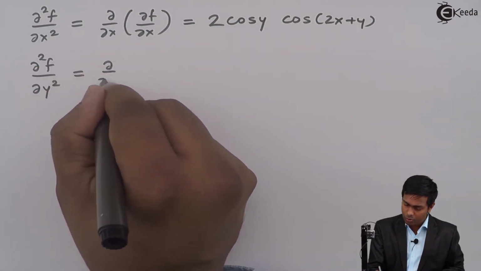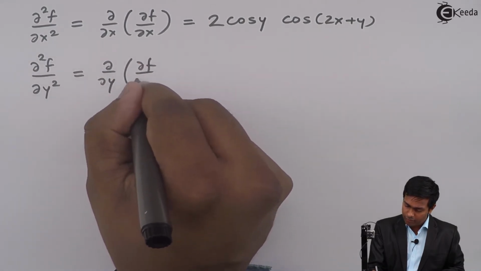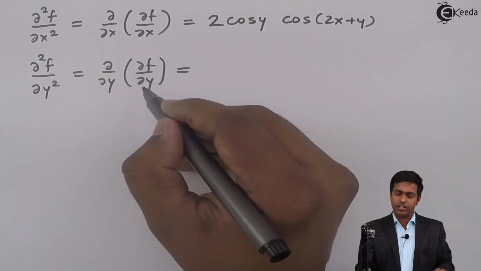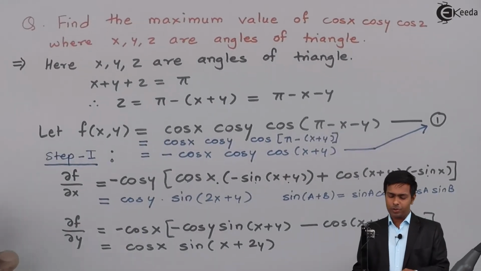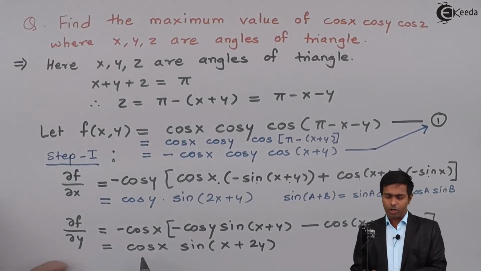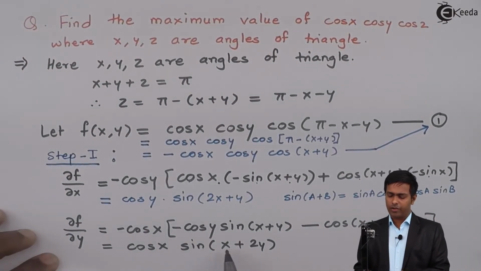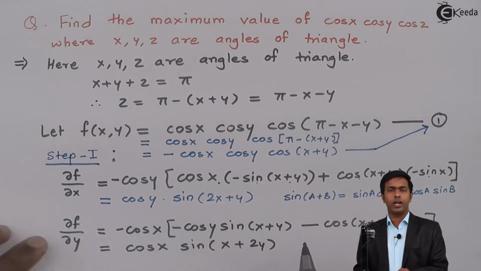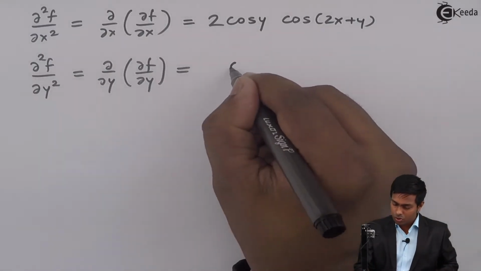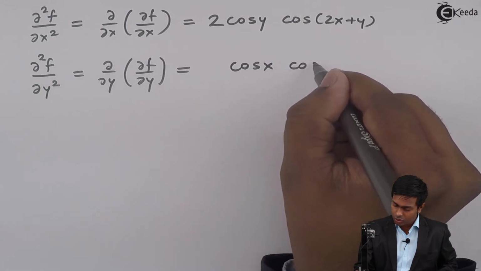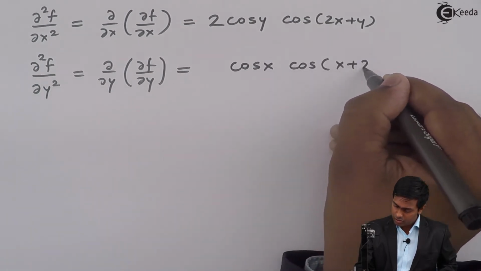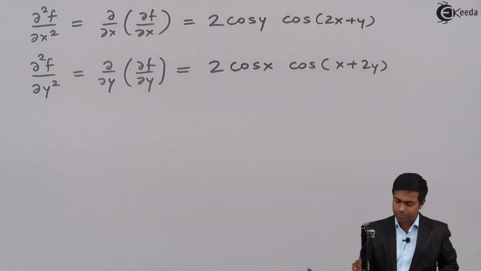Next we'll find out ∂²f/∂y². So it is ∂/∂y of ∂f/∂y. We'll partially differentiate ∂f/∂y with respect to y. Here we do not have y in cos x, so it is constant, and the derivative of sin(x + 2y) is cos(x + 2y) into 2. So cos x as it is, and that is cos(x + 2y) into 2.